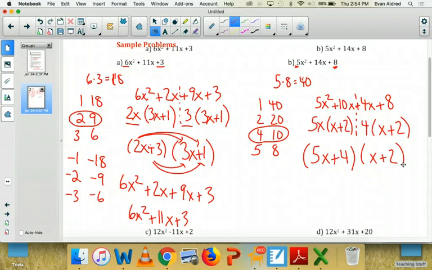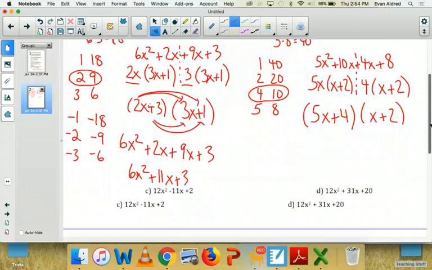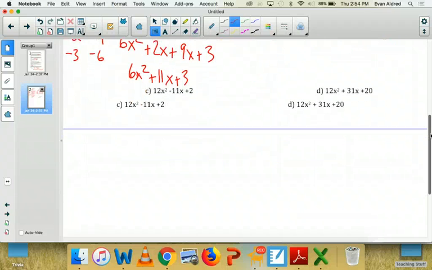And you can go ahead and check that using the distributive property if you'd like. I'm not going to check this one. Some questions will tell you to, some won't. It's always a good idea to do the check, but it's not mandatory unless the question says to. You're welcome to check that on your own if you want to make sure that everything lines up.